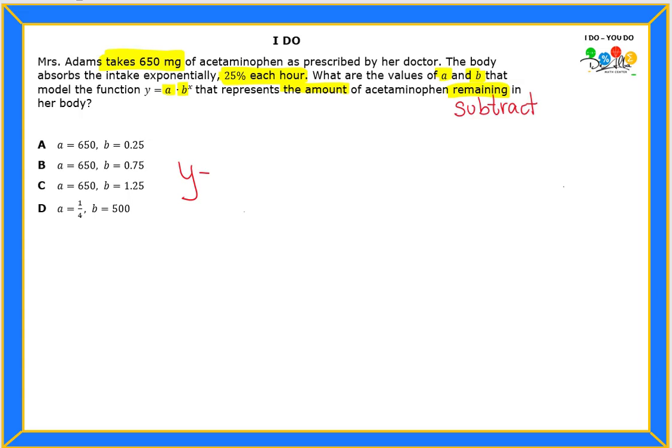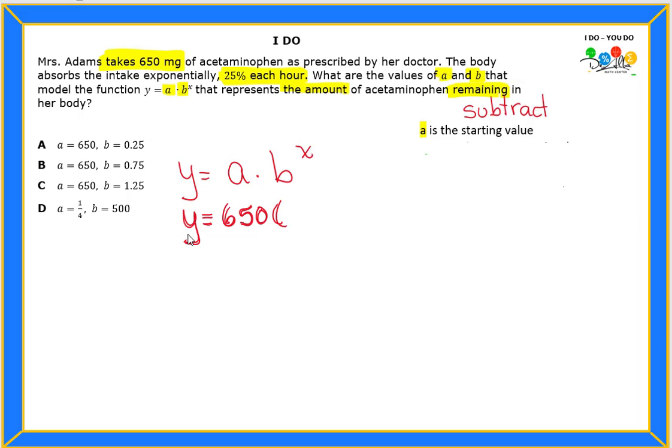So we have y equals A times B to the x power. And of course, the first thing I need to know is what is A? Well, A is my starting value. And the starting value for us is the amount of medicine that Mrs. Adams is taking, which is 650. Very good. So let's write it down over here.